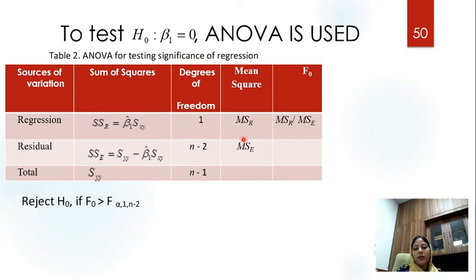So the mean square MSR is SSR divided by its degrees of freedom. Mean square error MSE is SSE divided by N minus 2. The variance ratio F is given by the ratio of MSR by MSE, and this follows the F distribution with 1 and N minus 2 degrees of freedom. Now we will reject H0 if the calculated value of F exceeds the tabulated value at alpha and 1 and N minus 2 degrees of freedom. Otherwise, we may retain H0: beta 1 is equal to 0.